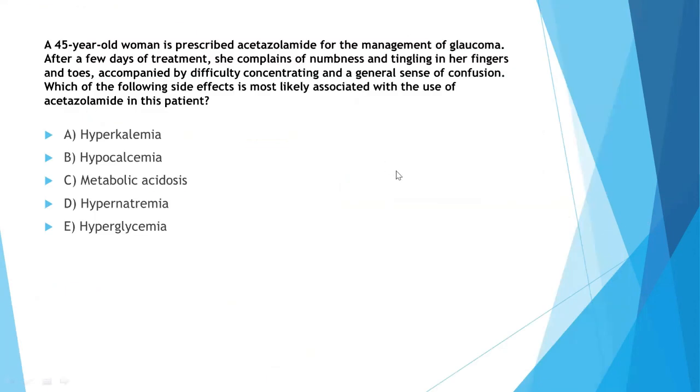Which of the following side effects is most likely associated with the use of acetazolamide in this patient? A 45-year-old woman is prescribed acetazolamide for the management of glaucoma. After a few days of treatment, she complains of numbness and tingling in her fingers and toes, accompanied by difficulty concentrating and a general sense of confusion. Which of the following side effects is most likely associated with the use of acetazolamide in this patient? Hyperkalemia, hypocalcemia, metabolic acidosis, hyponatremia, or hyperglycemia?